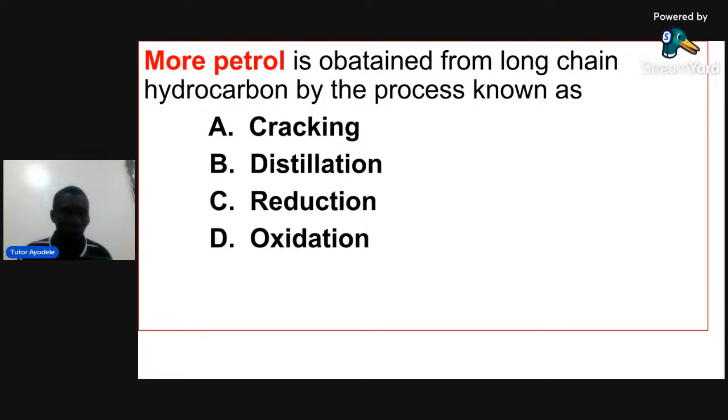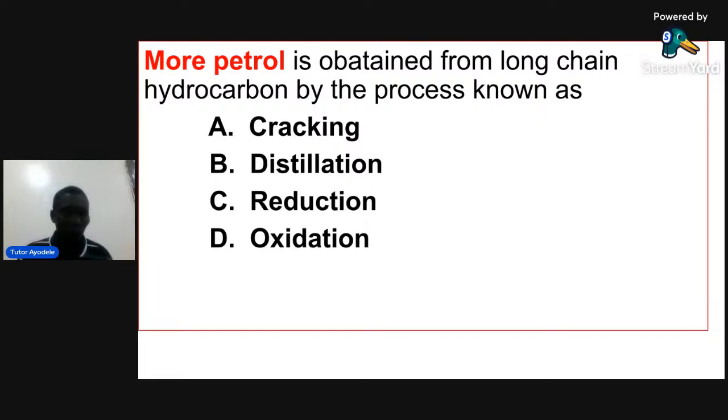Cracking. Let me ask you a question. Have you ever noticed why we crack all this oil? If you look at petrol and diesel, which one is more in demand? Which one are they using mostly? You notice that they use petrol more than diesel. So they crack heavy products such as diesel. When they break it down, they get petrol from it, just because petrol is more in demand. People are using petrol more than diesel.